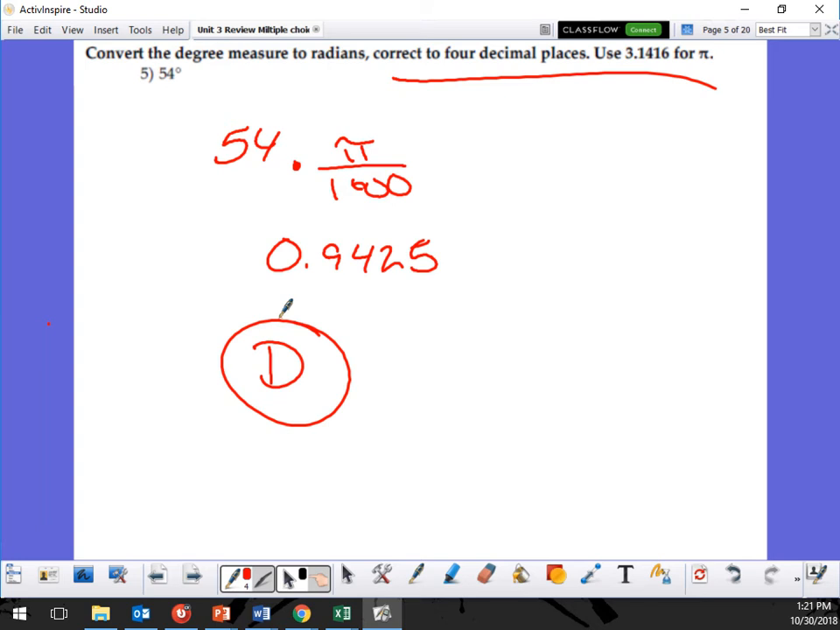It says convert the degree measure to radians, correct to 4 decimal places. So if you're using decimal places, that means that you are going to approximate this one right here. So we're gonna round it. Yes, that's what approximate means.